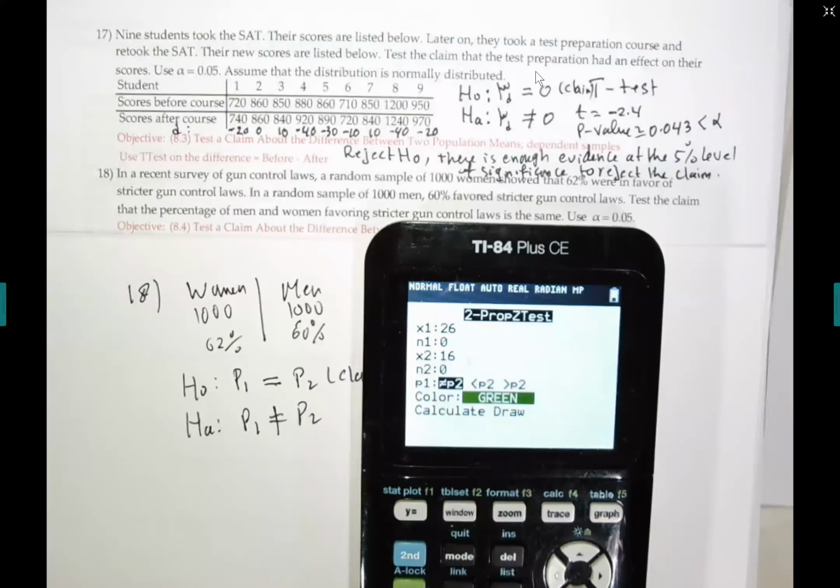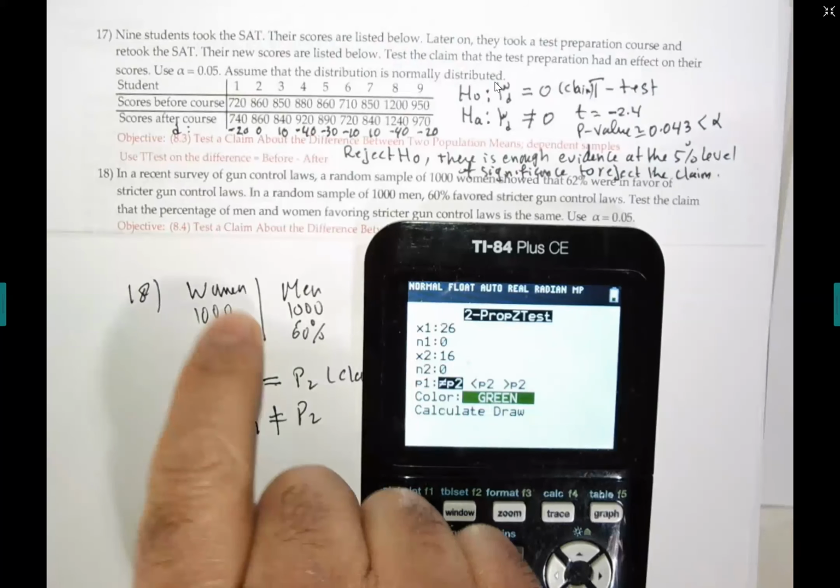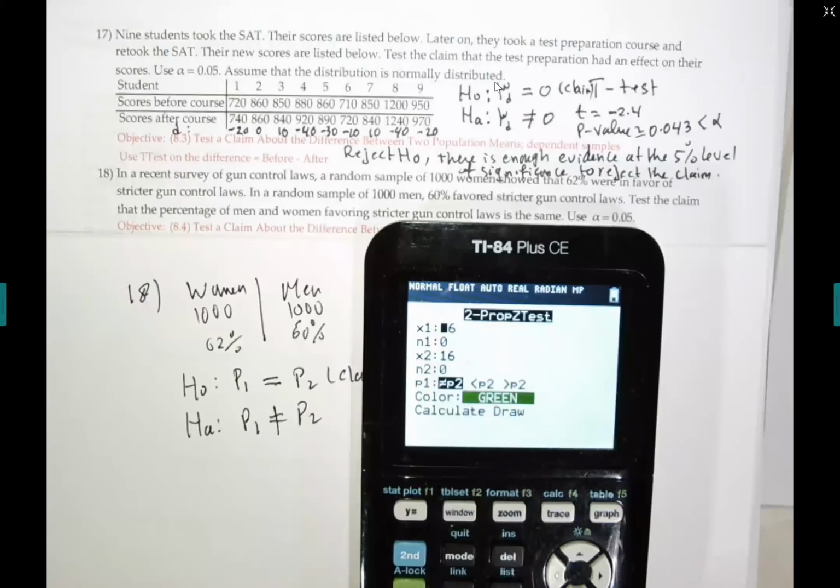Okay, very good. Yes, that's correct. You take the 62%. If it doesn't give you a number here, guys, you take the 62% multiplied by 1,000. Exactly. 0.62 times 1,000. And then you put 1,000 here. And x2, guys, 60% times 1,000. And then 1,000.